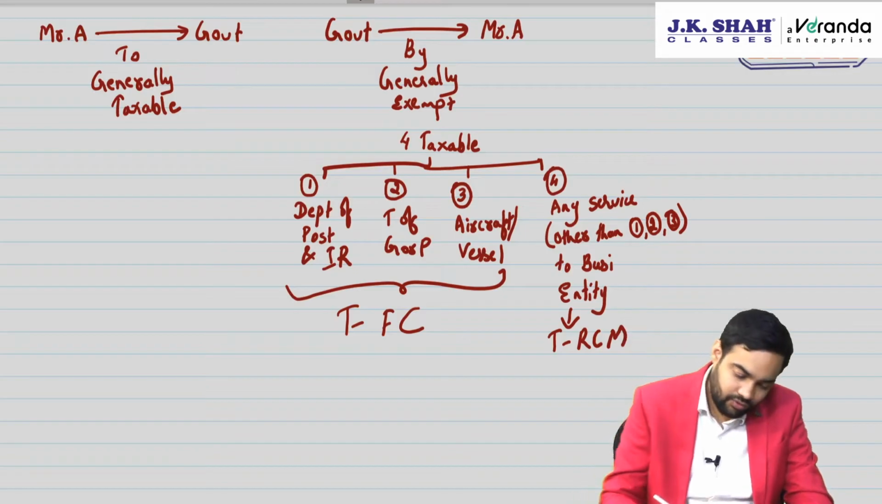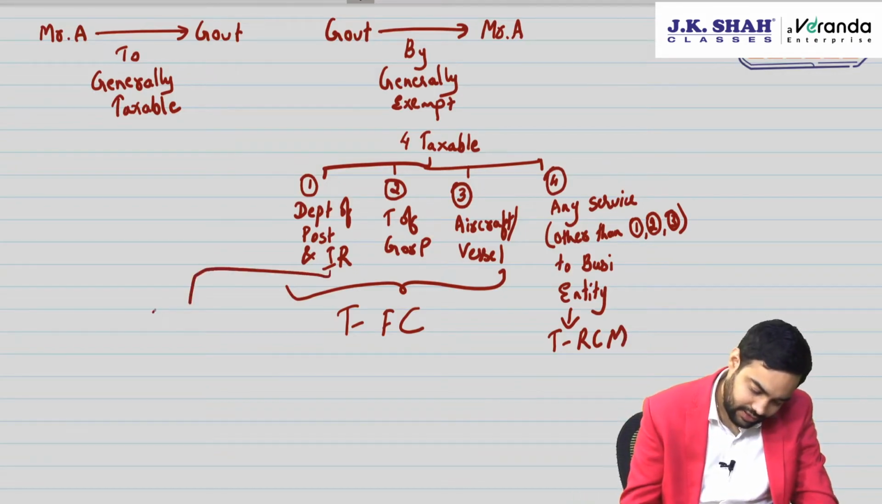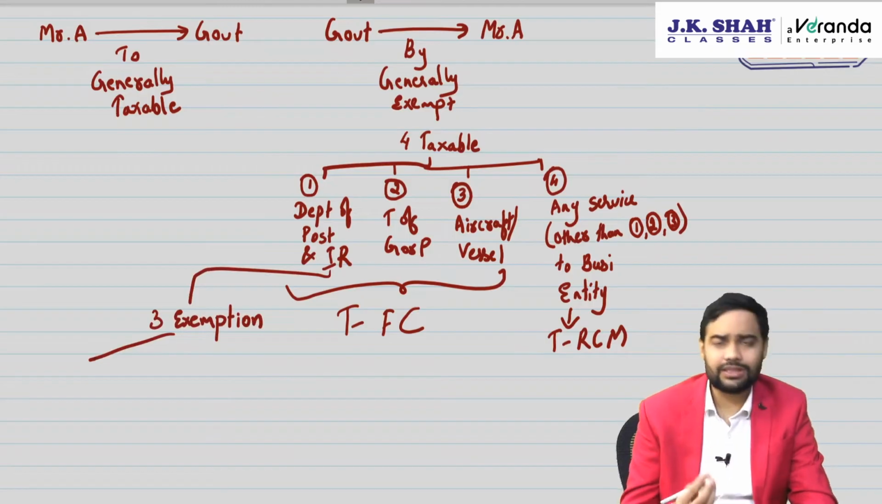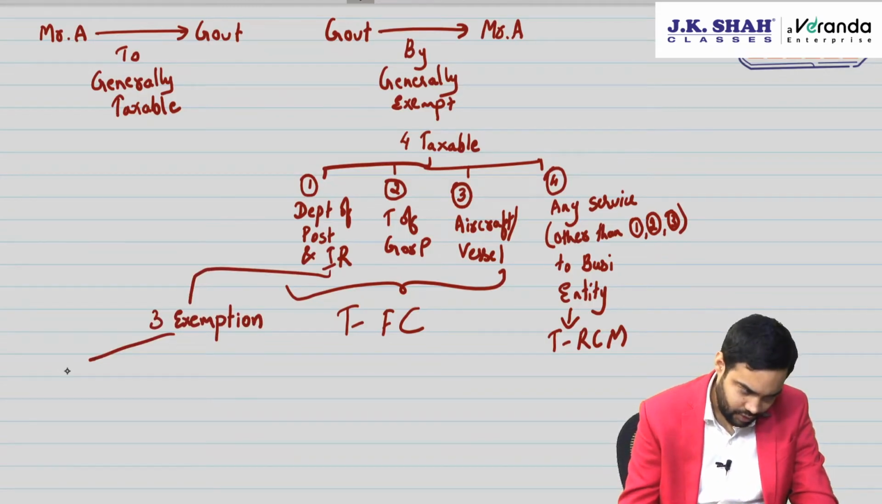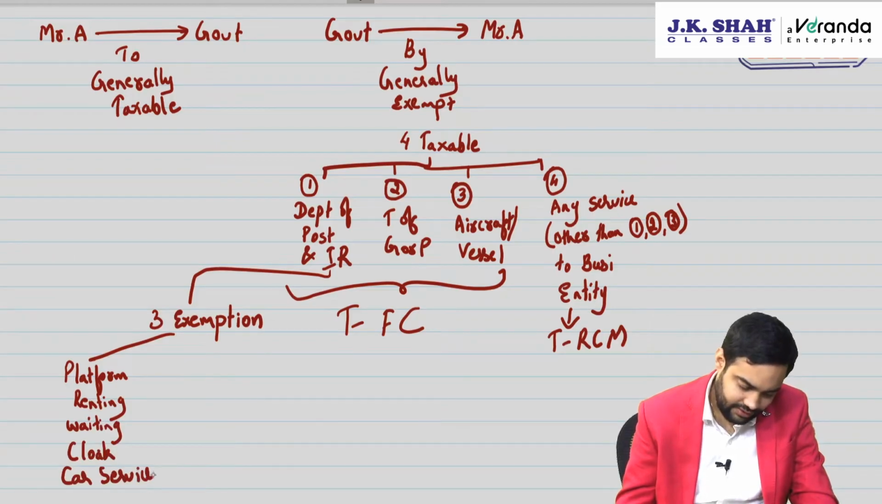Now be careful, Indian Railways government has given 3 exemptions because they had made it completely taxable, so they came up with 3 additional exemptions. First one is something which is provided to general public, like sale of platform tickets. Then you have renting of waiting rooms. Then you have cloak rooms where you store luggage. And finally, battery operated car services in the railway station.